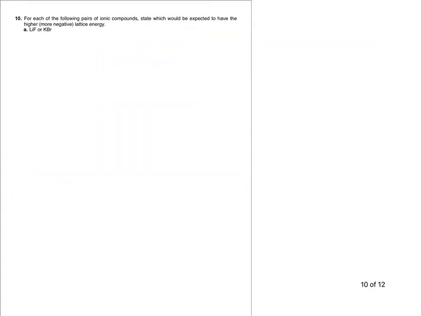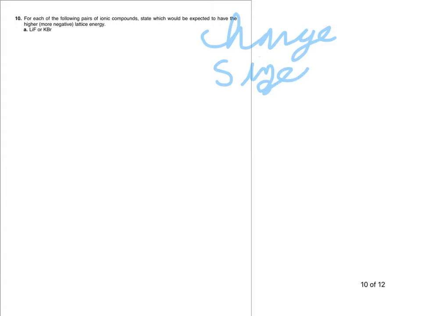And last little thing for section 7, two practice problems. We want to figure out which has the higher lattice energy. The lattice energy is affected by two things. One is the charges, and one is the size of the ions. So in this case, everything here has either a 1 plus or a 1 minus charge. So the charges don't affect anything.